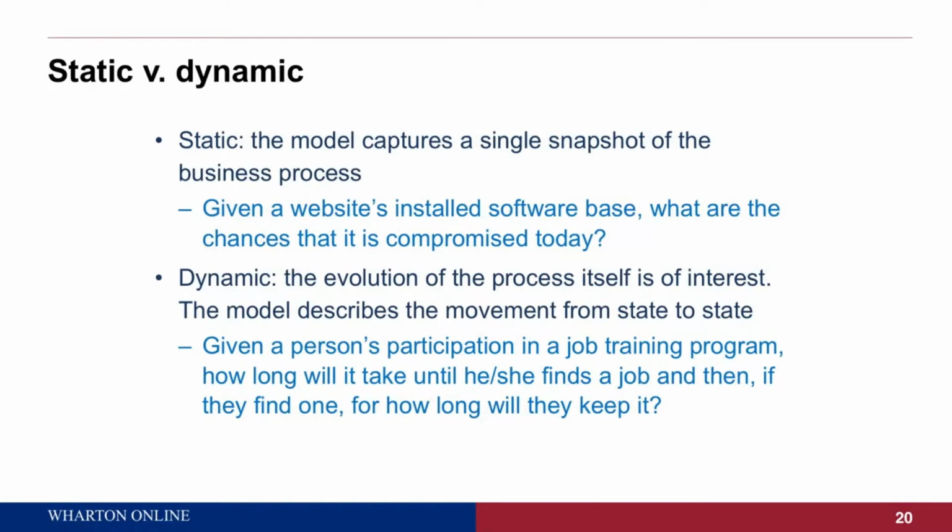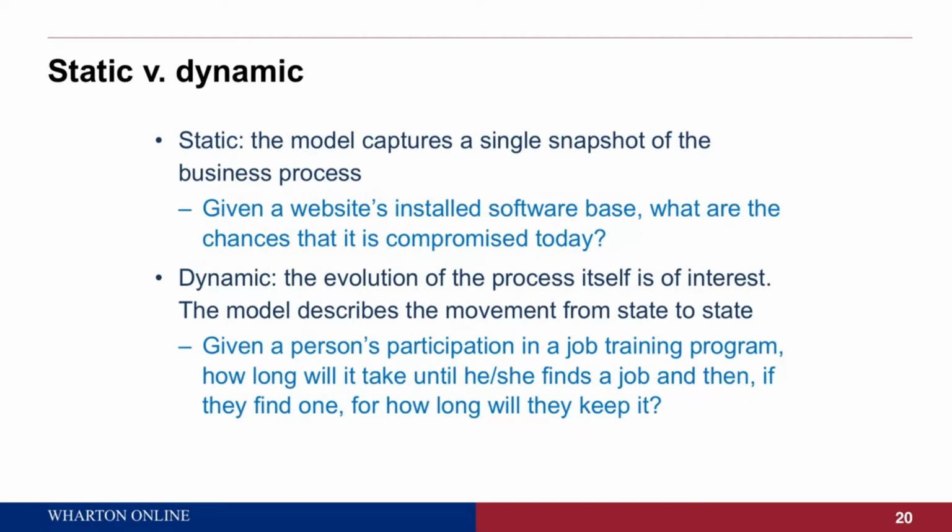Final terms that we want to talk about are static and dynamic models. Static models are those that are really trying to capture a single snapshot of a business process. And so here's an example of a static model. Given a website's installed software base, what are the chances that it is compromised today? I'm just trying to make a statement about this single period in time.